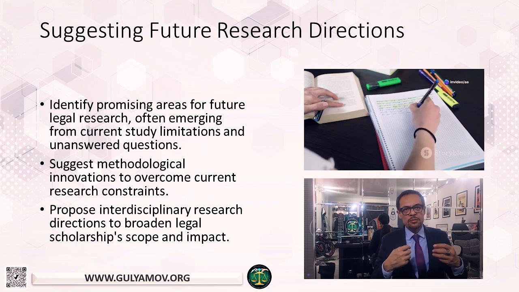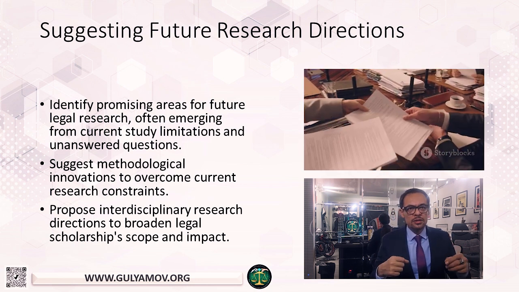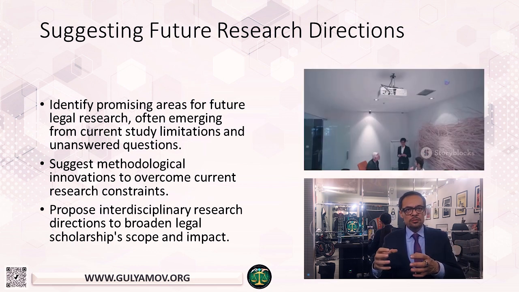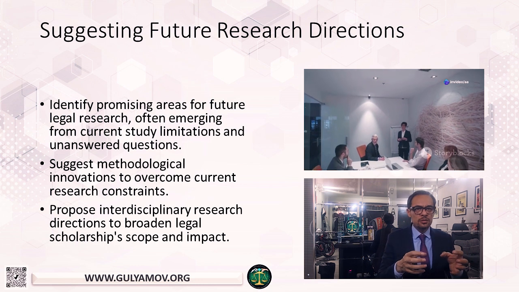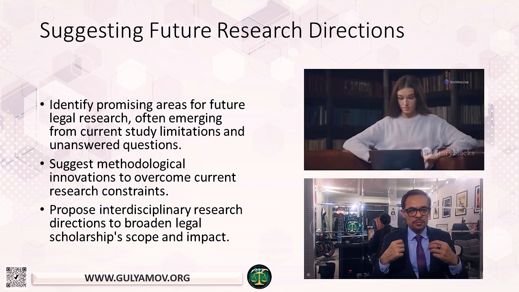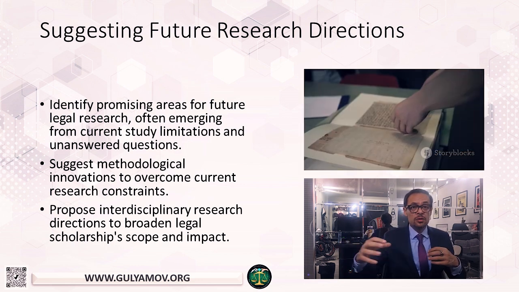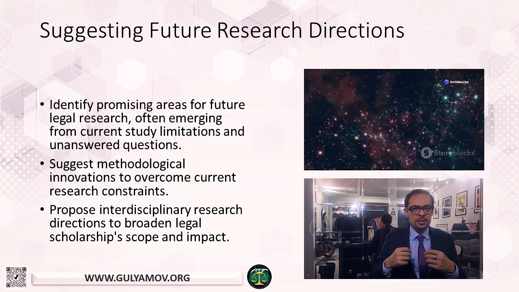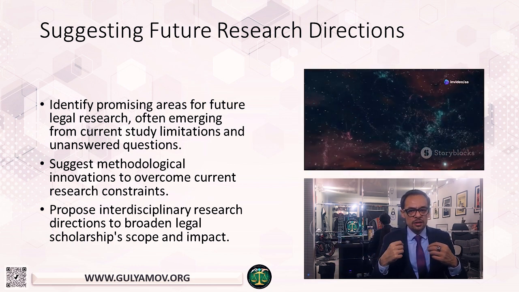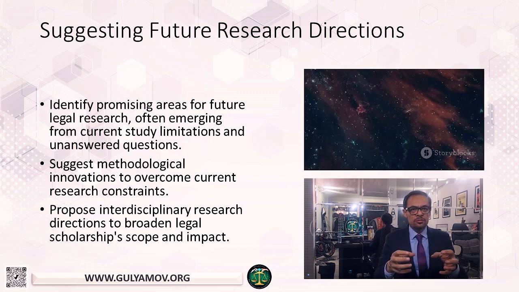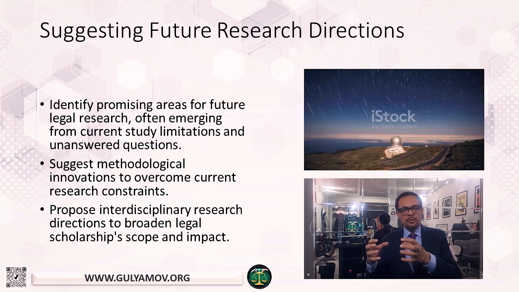When suggesting future research directions in legal studies, consider both theoretical and practical avenues for advancement. On the theoretical side, you might propose studies that could refine or expand legal doctrines based on your findings. For example, if your research reveals inconsistencies in how a legal principle is applied, you could suggest studies aimed at developing a more coherent theoretical framework. On the practical side, consider proposing research that could directly inform legal practice or policymaking. This might include empirical studies to test the effectiveness of new legal approaches or interdisciplinary research to address complex societal issues that intersect with law.